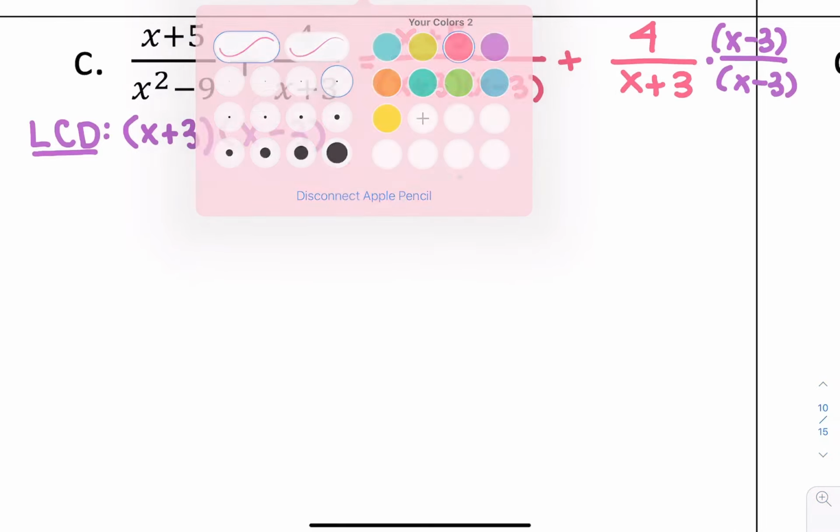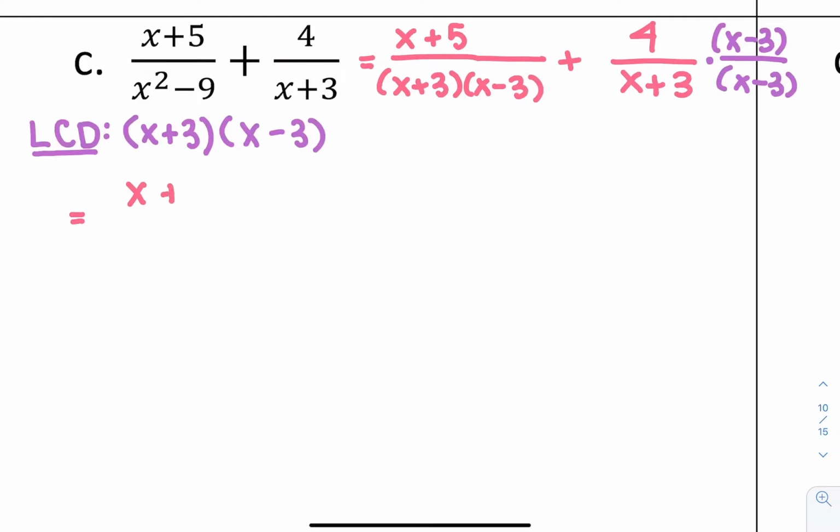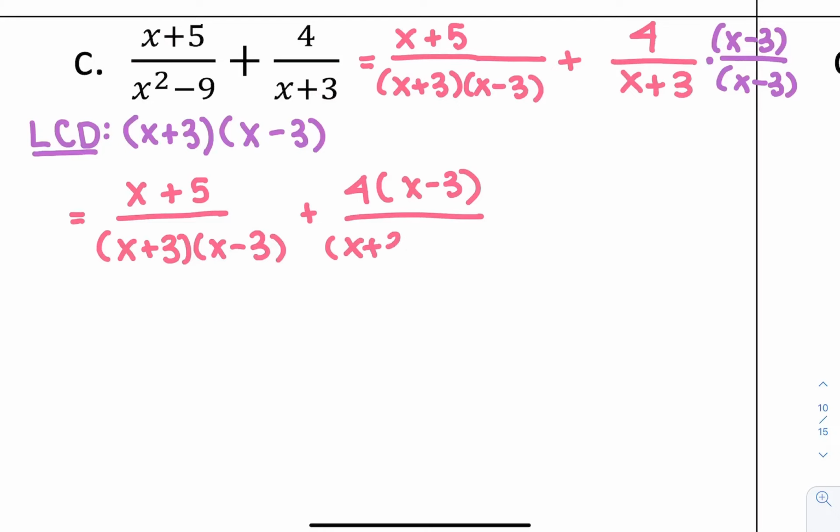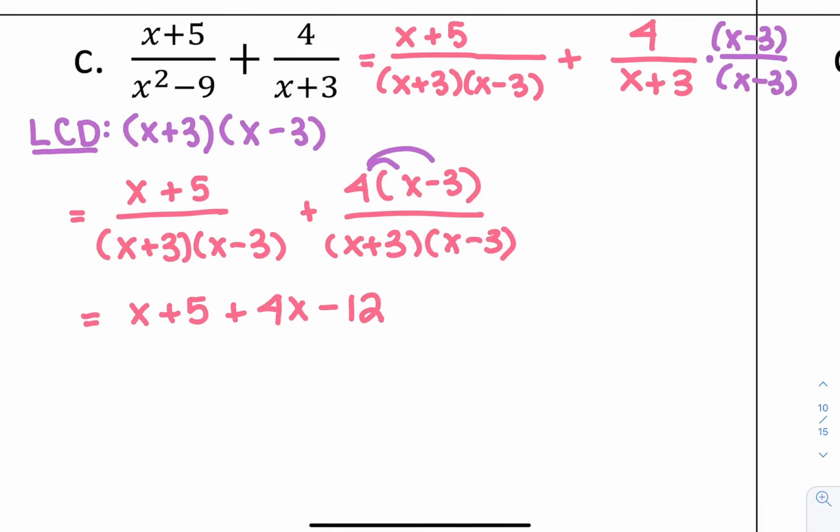And now let's see what we get. We get x plus 5 over x plus 3 times x minus 3 plus 4 times x minus 3 all over x plus 3 times x minus 3. Now I have a common denominator, so I can combine. I'm also going to distribute this 4. So I have x plus 5 plus 4 times x plus 4 times negative 3 is minus 12 all over my common denominator now, x plus 3 times x minus 3.